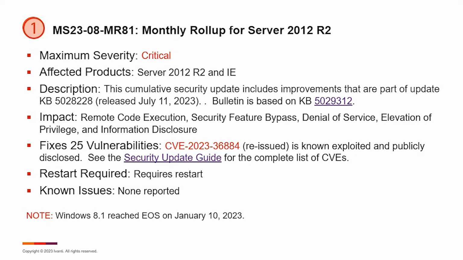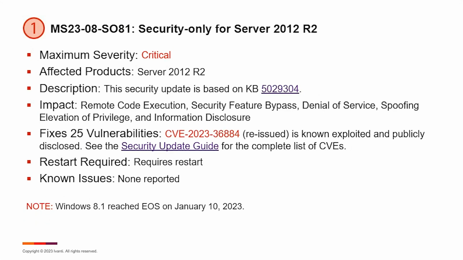Keep in mind that the Server 2012 R2 is also the basis for the Windows 8.1 desktop version, but Windows 8.1 was announced end of support in January of 2023. Not a very popular desktop operating system, so Microsoft decided not to carry it forward. They're not going to be providing any ESU support for it either. So if you're using that, make sure you get off of that right away and update to something more modern. Again, we had the monthly roll-up. We also have the security-only updates this month for Server 2012 R2.